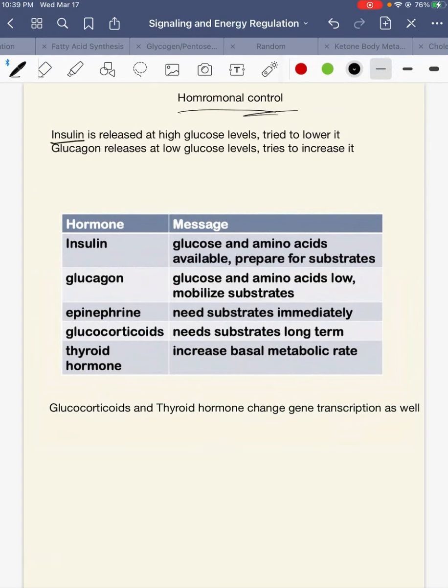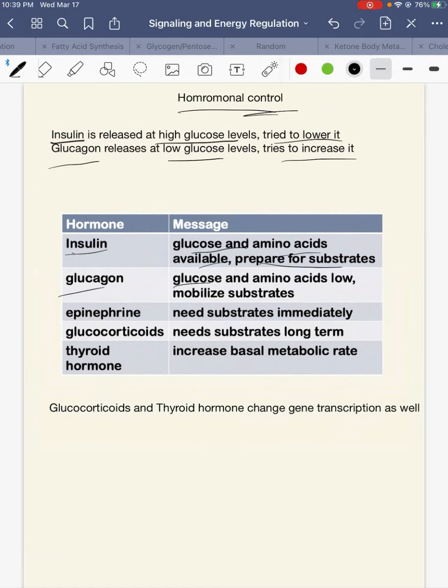So remember, we said insulin is released at high glucose levels and it tries to lower them. So the pathways insulin binds tries to lower blood glucose levels. Glucagon is released at low blood glucose levels and it tries to raise them. So what does insulin tell the cell? It tells the cell that you have glucose and amino acids available. Prepare for substrates. So insulin just tells the cell that, hey, we have a lot of substrates that we can use to make energy.